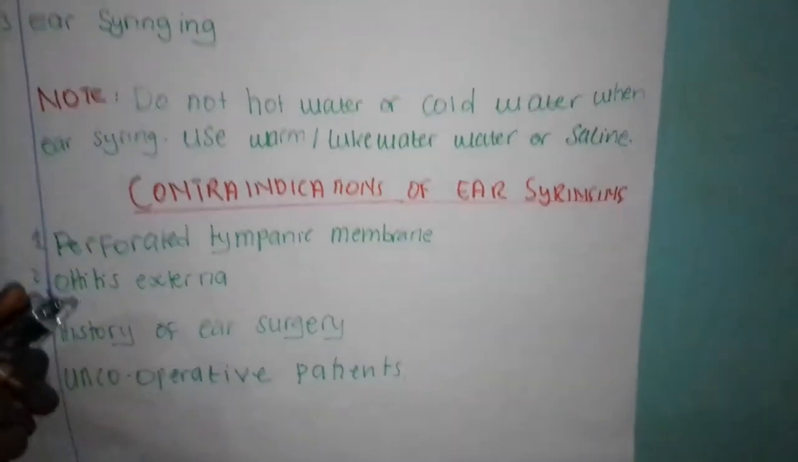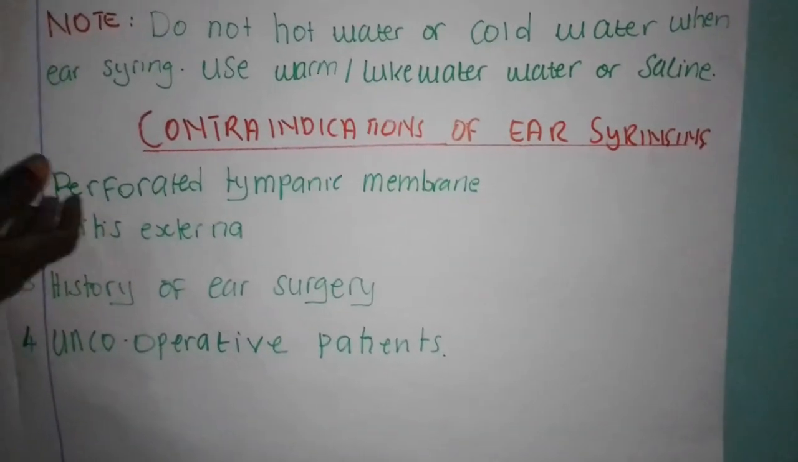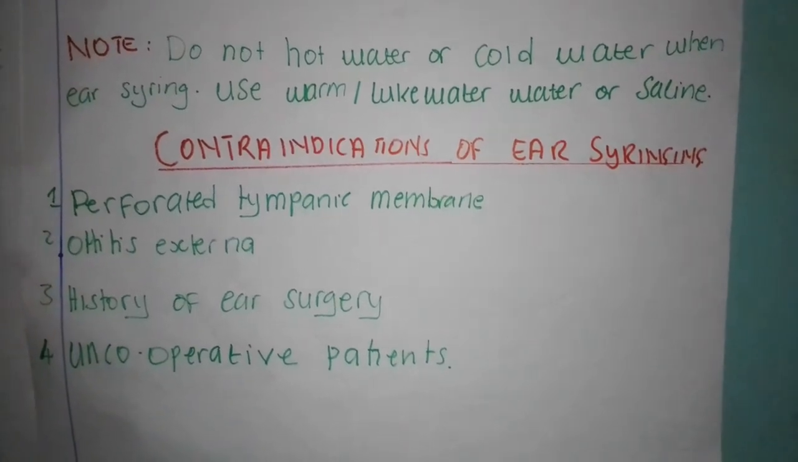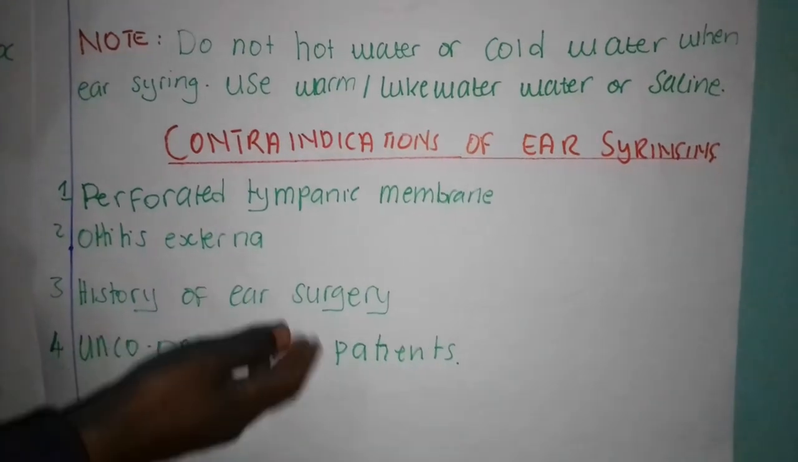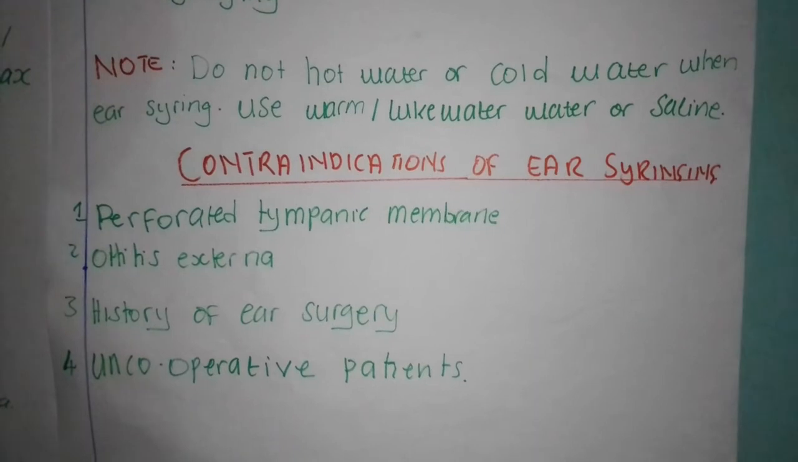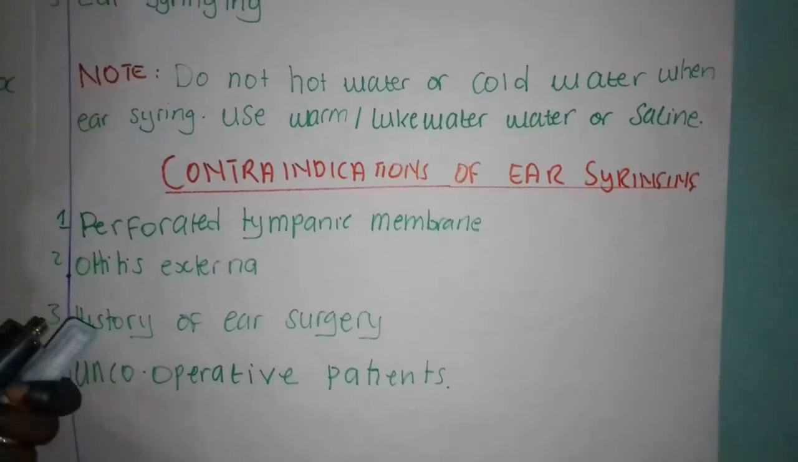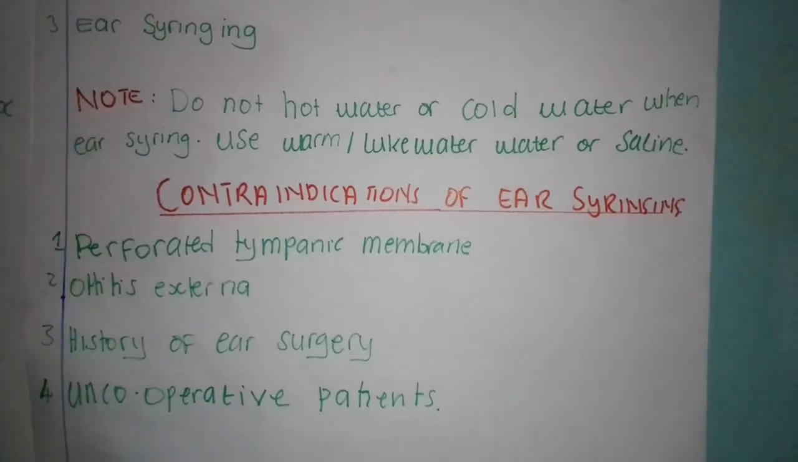What are the contraindications of ear syringing? Number one, a patient with perforated tympanic membrane. Number two, otitis externa. Number three, history of ear surgery. Number four, uncooperative patients. So remember, even children who are uncooperative, you are not supposed to take a risk with ear syringing. You might injure the patient.